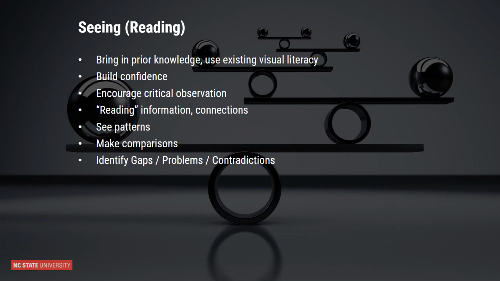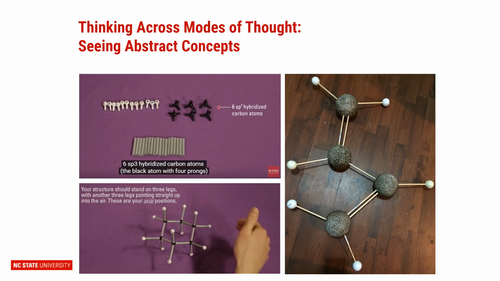Visual thinking and seeing provides opportunities to bring in prior knowledge, use existing visual literacy, build confidence, encourage critical observation, read information, make connections, see patterns, make comparisons, and identify gaps, problems, and contradictions.